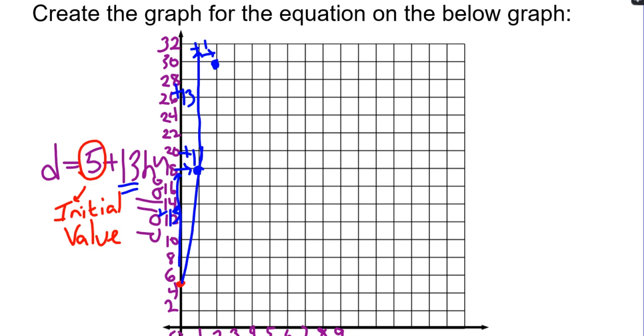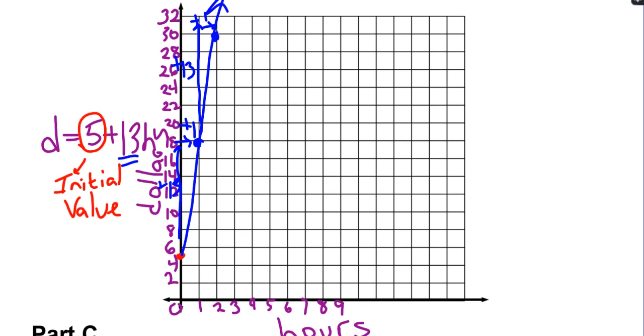It's very important that I connect this because I want to show that this is going to keep going. There are more possibilities, right? You can work for 3 hours, for 4 hours, for 5 hours. I happen to not be able to fit that point on the graph, but there are so many more possibilities. So I want to show that with the arrow. Okay, so now we have a complete graph.